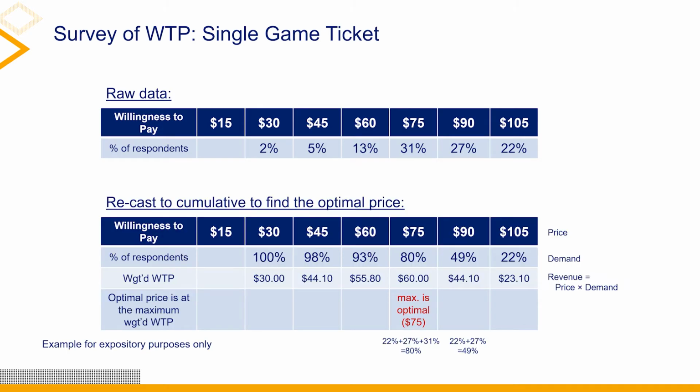We recast these results as the cumulative demand at each price level. For example, for a price of $90, the demand is the 27% who selected $90 plus those who would pay higher prices, i.e. the 22% who would pay $105 in this case. For each price, calculate the weighted revenue as the cumulative demand times the price. Look for the maximum. In this example, the maximum is when price is $75, so the optimal price is $75.